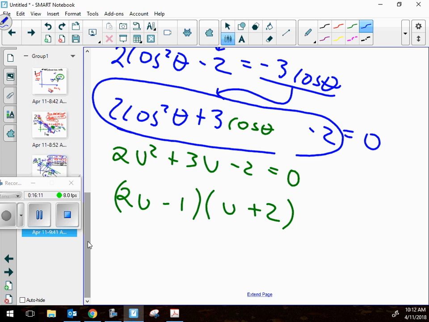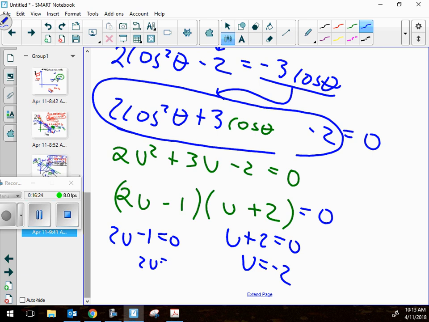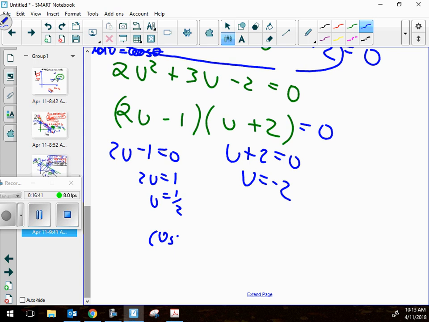Okay, then I'm going to, remember, I'm still solving for u here, so I'm not done. 2u minus 1 equals 0, and u plus 2 equals 0, so u is negative 2, and solving this one, 2u is 1, so u is 1/2. But what is u really? U is really cosine. I should have written that here. Let u equal cosine. Then this is cosine theta equals 1/2. Cosine theta equals negative 2.